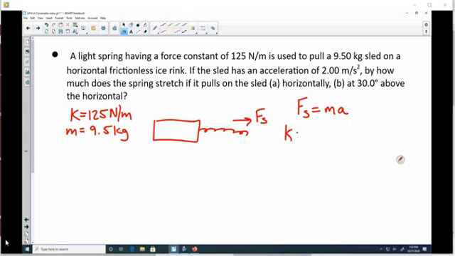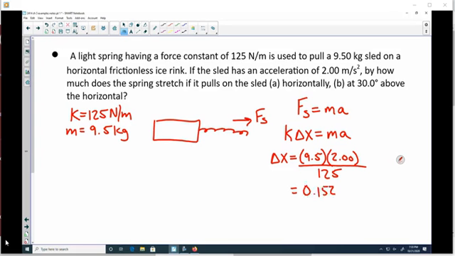So in this case, we have the spring force pulling to the right, and it's the only force, so we can set that equal to the mass times the acceleration. Based on Newton's second law, we know the spring force is k times delta x. So if we want to determine how much the spring will stretch, if we know it's accelerating at 2 meters per second squared, and we know the spring constant, then you find that the spring would stretch 0.152 meters, or 15.2 centimeters.